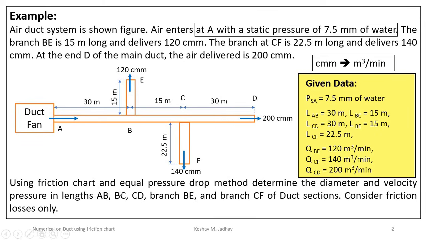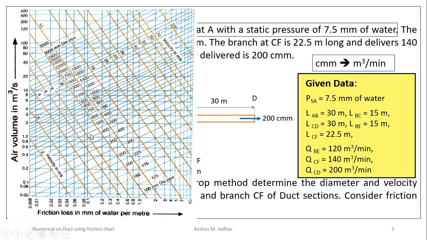So by using friction chart we have to calculate dimensions of this duct. So this is the friction chart. In this friction chart, on x-axis friction loss in mm of water per meter is given. On y-axis volume in meter cube per second is given. These are constant velocity lines and these are constant diameter lines.